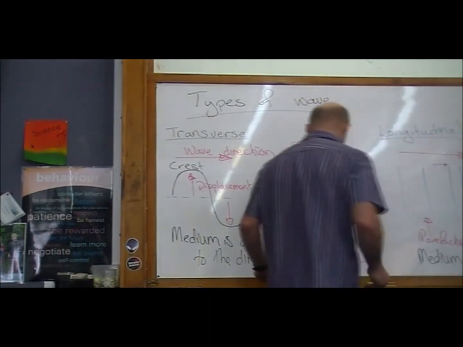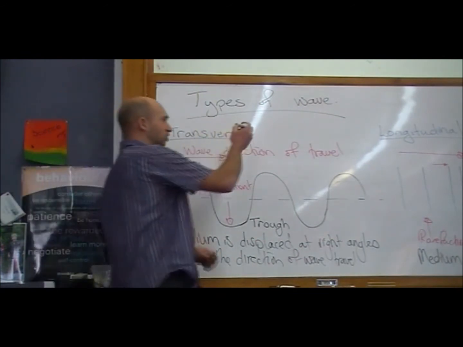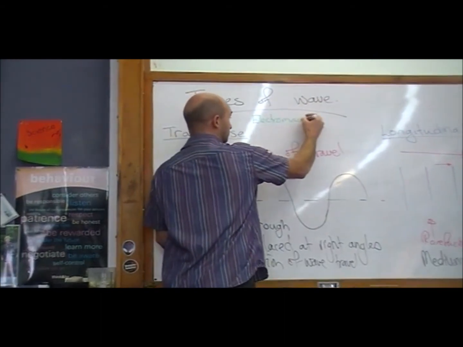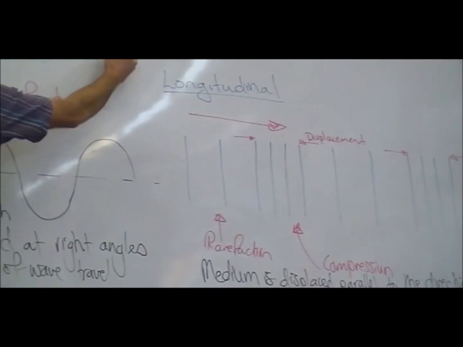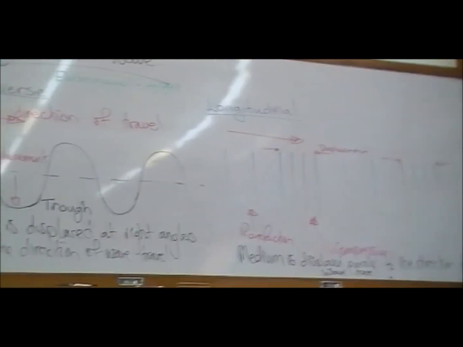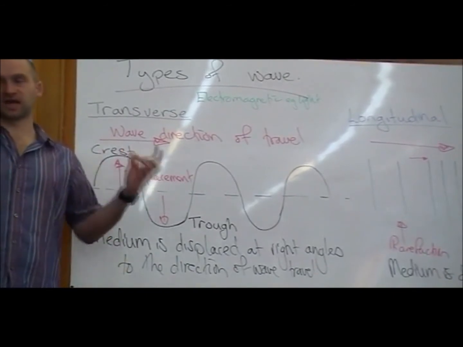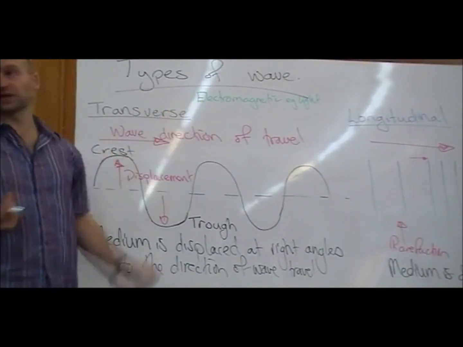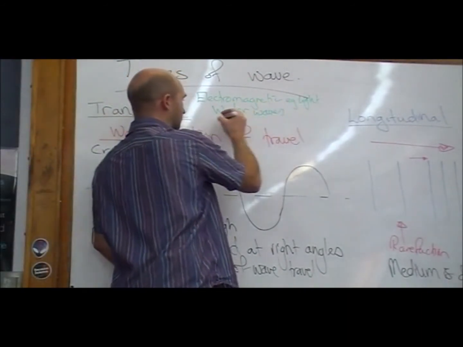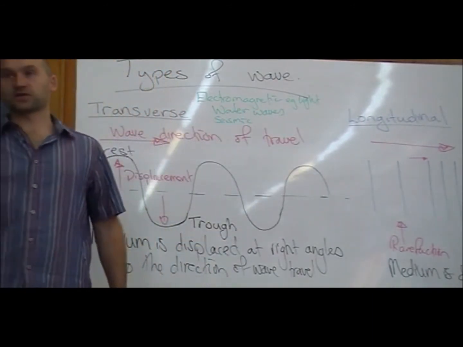And the last thing that we should add on to this is examples of this type of wave. So transverse waves, electromagnetic, e.g. light. Electromagnetic is like the word that is all-encompassing for light, ultraviolet light, infrared, X-rays, radio waves, microwaves, gamma rays. All of those things are types of electromagnetic radiation. Also water waves and seismic waves, like the earthquake waves that are travelling around the surface of the planet.